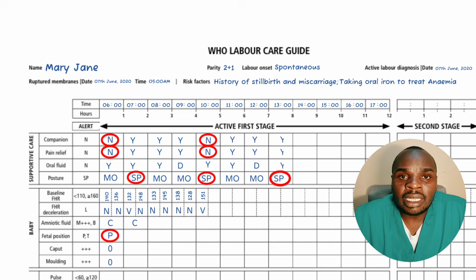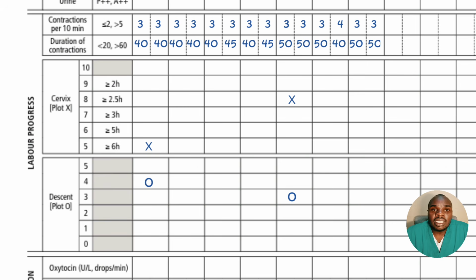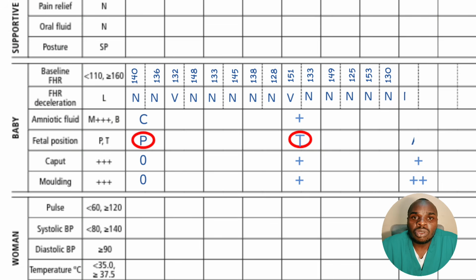Time now is 13 hours. Mary Jane maintains 3 uterine contractions in 10 minutes, lasting 50 seconds each. Fetal descent is 2 out of 5, cervical dilatation is 10 centimeters, and the fetal position is occiput anterior. Amniotic fluid shows meconium +1 out of 4, fetal heart rate of 142 beats per minute without decelerations.